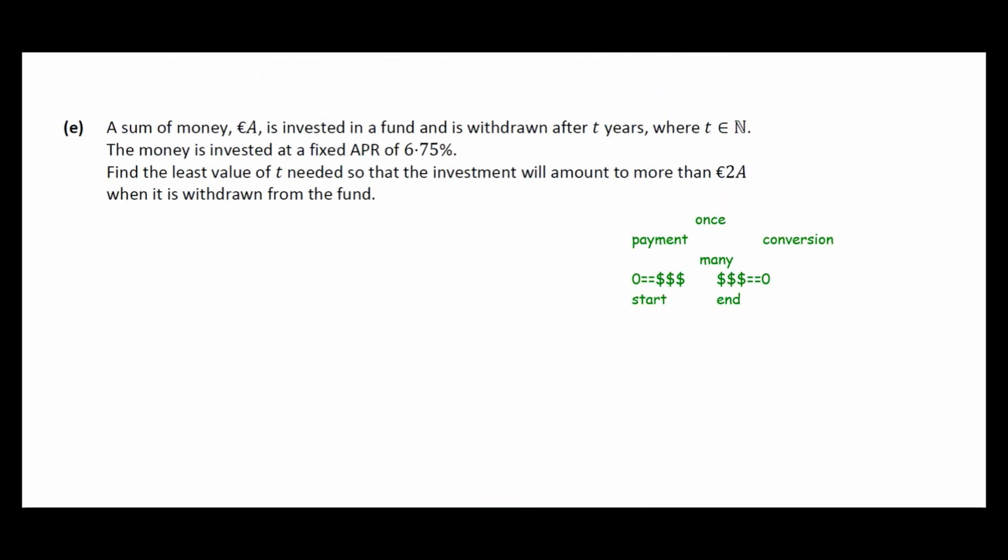And then this scenario. So here is a sum of money, we don't know how much, that is invested. So definitely it goes from no money to having money, and it is withdrawn after 2 years. So what does that mean? Do we have many payments or do we have a one-off payment? Well, the money is invested and it stays there for years. That means I have a once-off payment. That means we're going to be using a compound interest formula in this case.